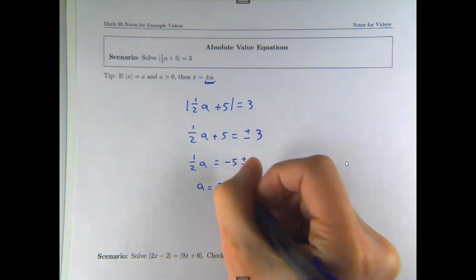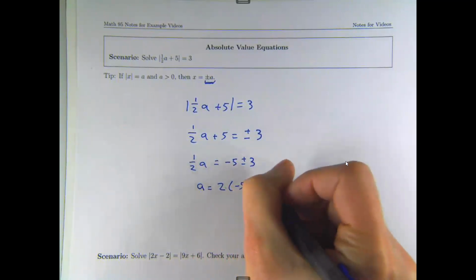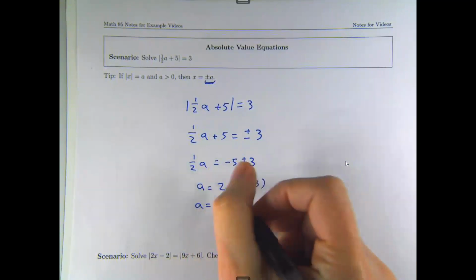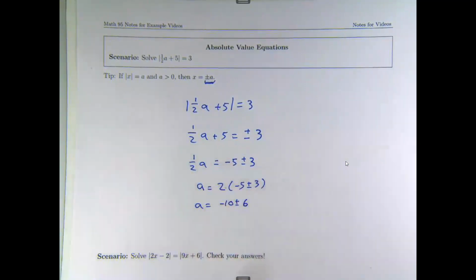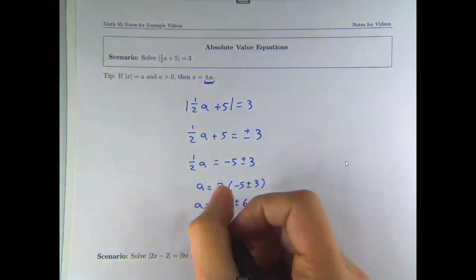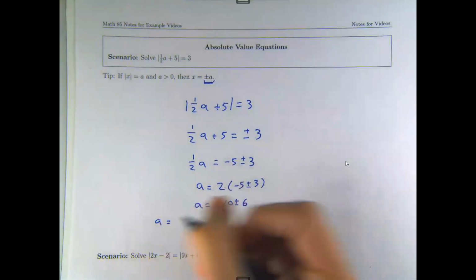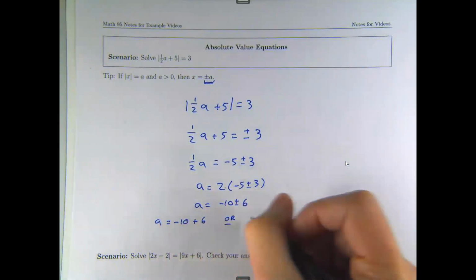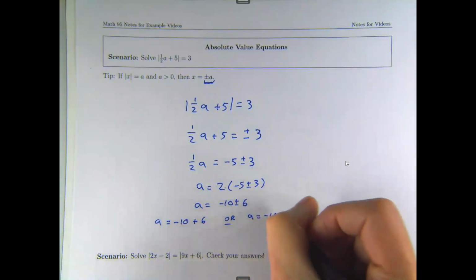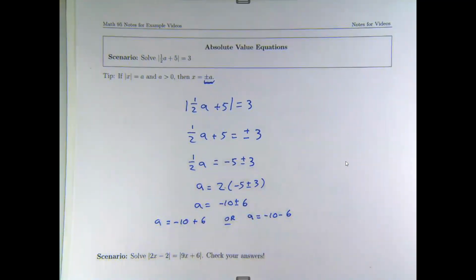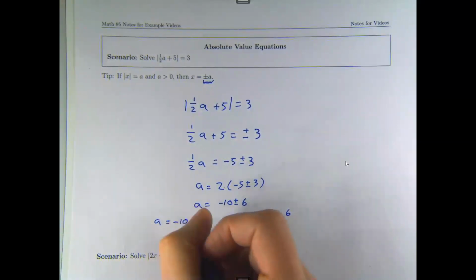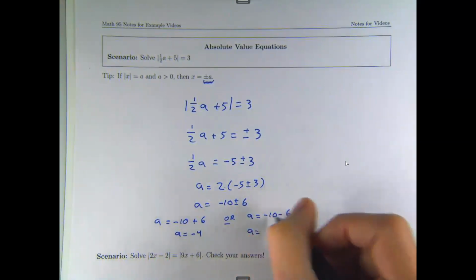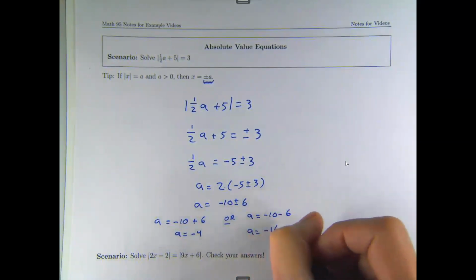And if I have 2 times -5, that's going to give me -10. And if I have 2 times 3, that's going to give me 6. So I have two answers here. I have a equals -10 plus 6, or I have a equals -10 minus 6. -10 plus 6 is going to give me -4. -10 minus 6 is going to give me -16.